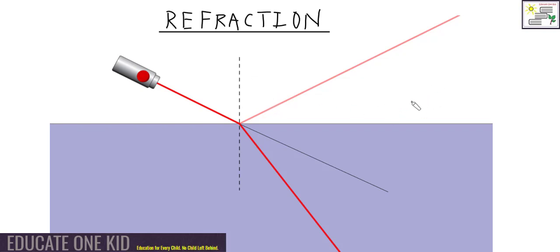So we have here air, and down here this substance is glass. This line here is called the normal. It's called the normal because it is at 90 degrees to the boundary between the air and glass.